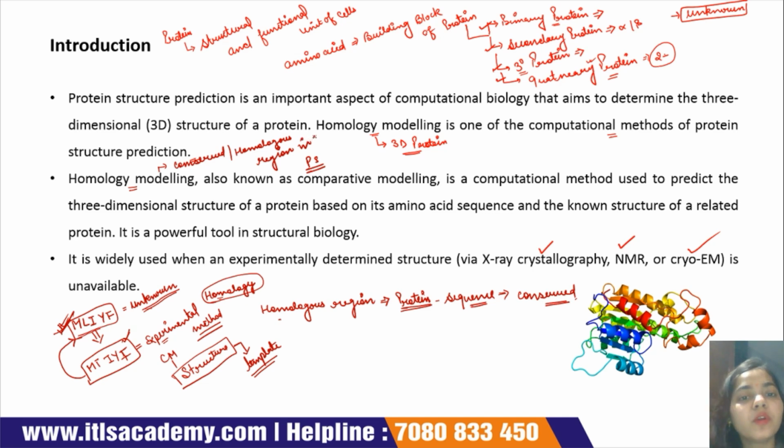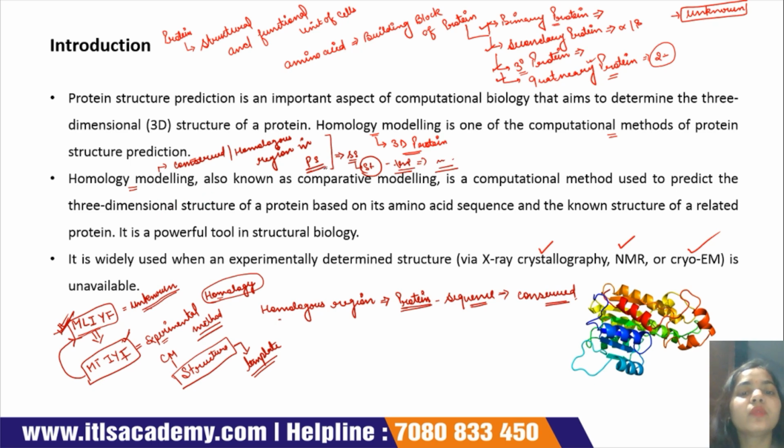To perform the homology modeling of an unknown protein, first we predict the similar sequence. After predicting this similar sequence, we predict the structure of this known protein. Then we use this structure of protein as a template to model the structure of the unknown protein. This is the principle behind homology modeling. What is homology modeling?